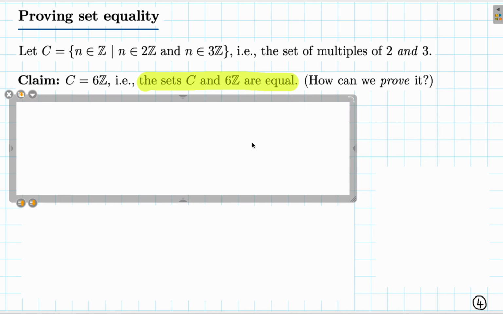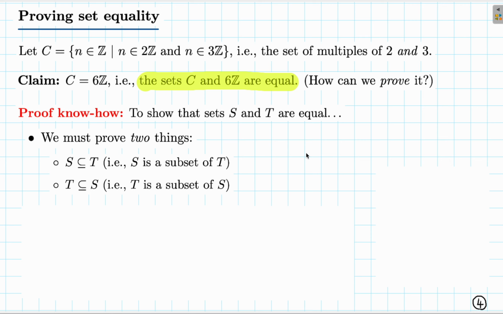And so here is a general proof know-how. If we want to show that two sets, let's call them generically set S and set T, if we want to show that those two sets are equal, meaning they contain the exact same elements, then we have to prove two things. Namely, S is a subset of T. That symbol right there means subset of. And also T is a subset of S. So we have to show two things.